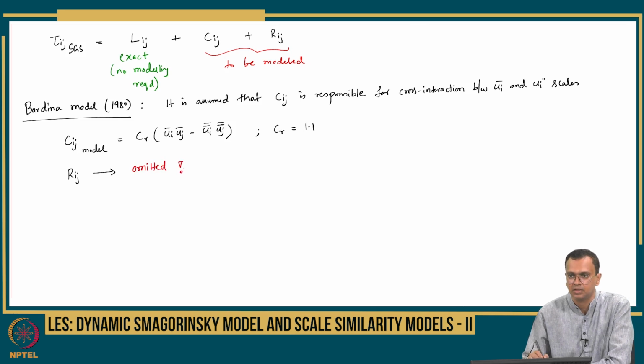This is not modeled, and they found that there is an issue. What is the objective of an SGS model? To dissipate the energy that is sent to SGS scales, right? And the Bardina model was found not to be dissipative enough. Some energy accumulation is occurring. So this Rij has to be modeled, and that is corrected in the Speziale model, right?